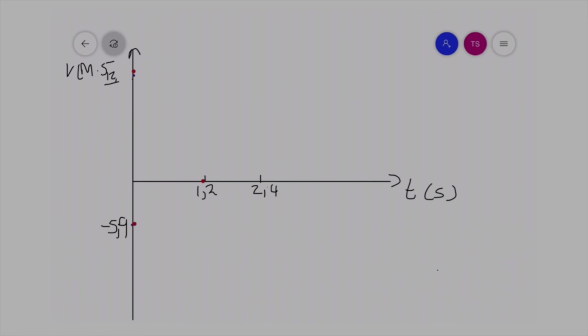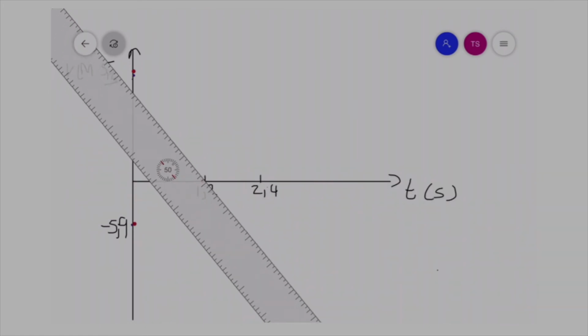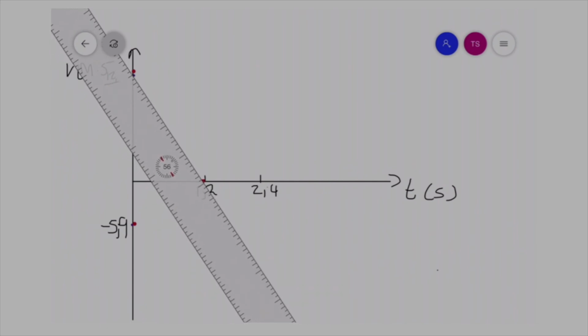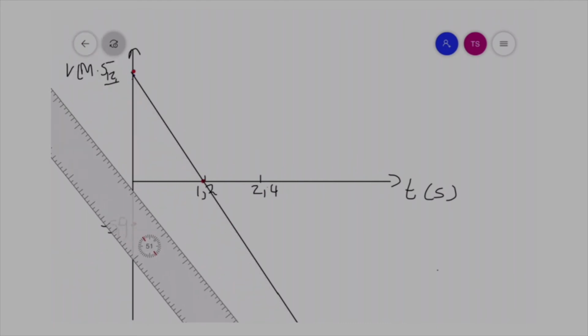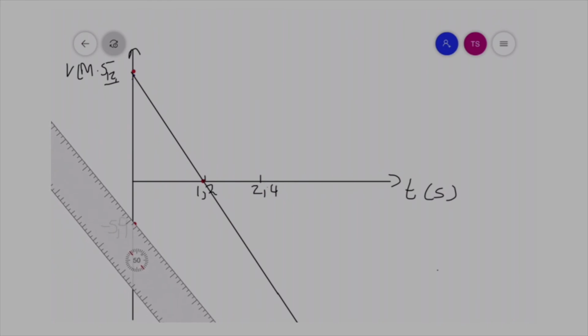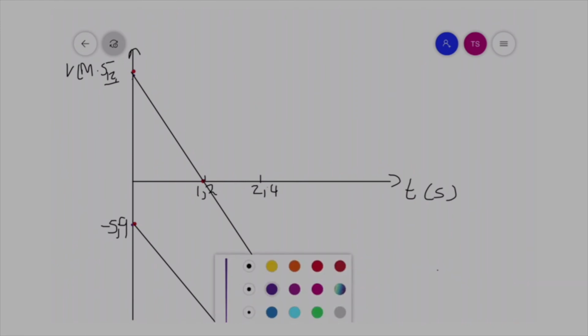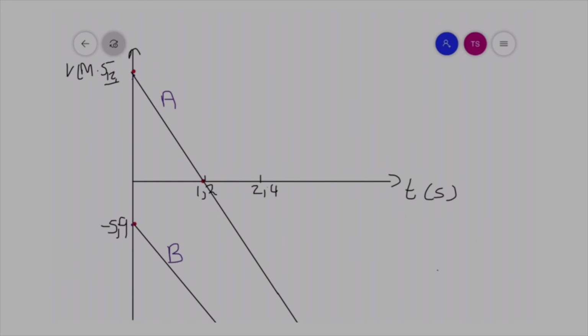So let's plot our graph. Let's see what we have if we plot our graph. We will have stone A and stone B. This is stone A, this is stone B. And then remember, at some point after 2.4 seconds, stone B hits the ground.